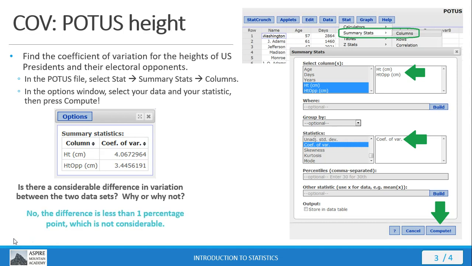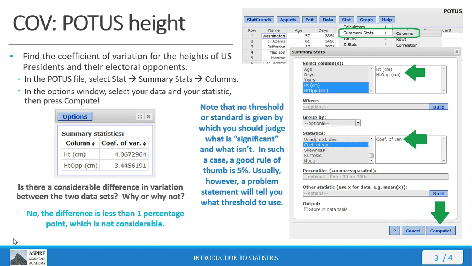Well, these values here are percentages, and they differ by less than 1 percentage point, so that's not very significant in any context. Now, you may be wondering how much of a difference is enough to be significant or considerable. That's an excellent question, and I have an excellent answer to match it. Normally, the problem statement will contain the threshold value you're supposed to use as a standard for comparison. Here, no such threshold value is supplied, which sometimes happens. So in that case, you simply assume a threshold value.